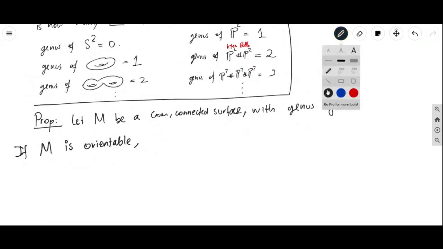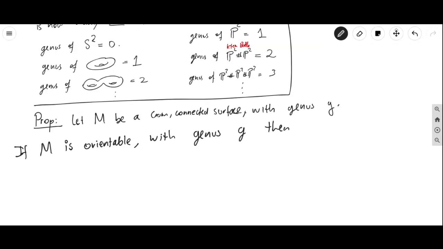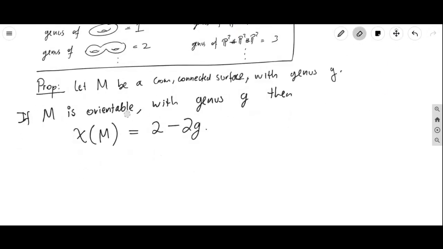So if M is orientable with genus G, then the Euler characteristic of M is 2 minus 2G. The sphere has genus 0, so its Euler characteristic is 2. The torus has genus 1, so its Euler characteristic is 2 minus 2, which is 0. The 2-torus has genus 2, so the Euler characteristic would be negative 2. In particular, if it's orientable, the Euler characteristic has to be an even number.